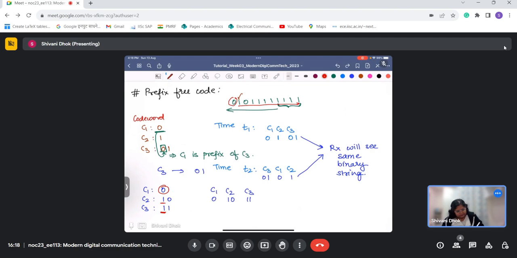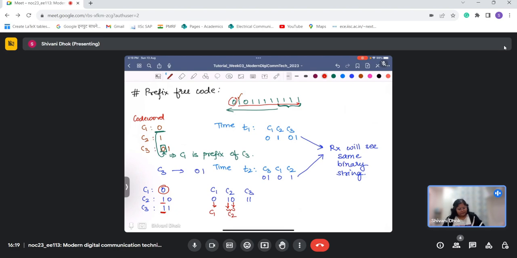This receiver will see a 0, and it will know that only one such code word occurs which has 0 in its first place, which means it will directly decode to C1. Next it will see 1. Then it knows that there are two possibilities. So then it will see the second place, that is 0. Now it knows that 1 and 0 together combined will form C2.